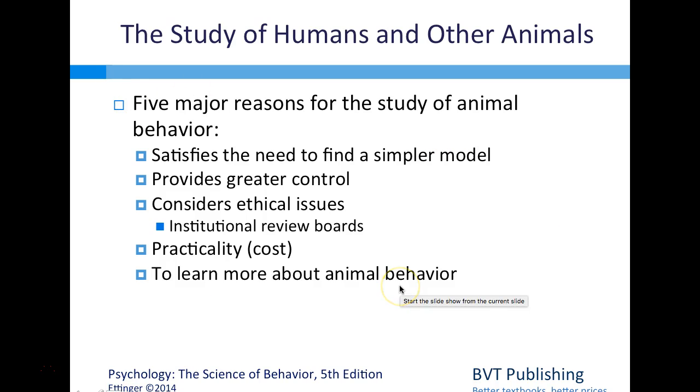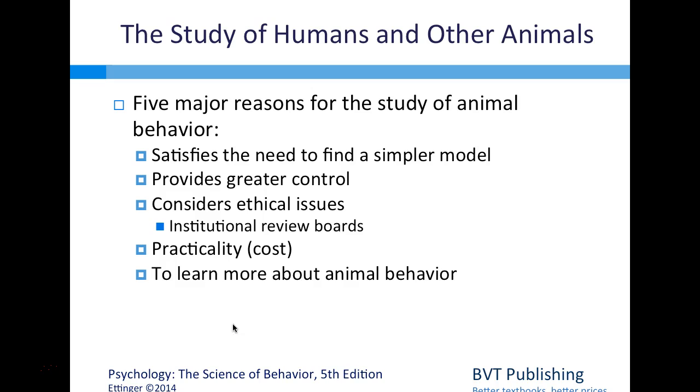Okay, so the third part of our definition of psychology is that psychology encompasses the study of humans and other animals. There are some really good reasons that we'll go over as to why psychologists use the study of other animals as well as humans, and some really important ones.